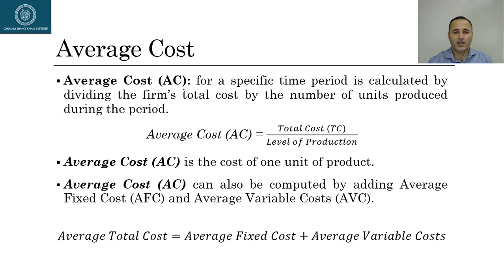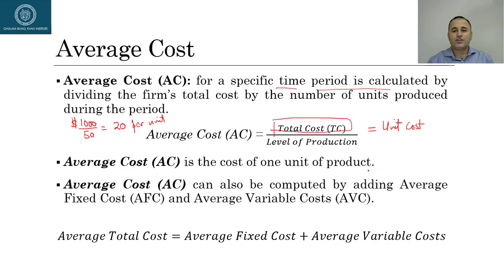Average cost, for a specified time period, is calculated by dividing the firm's total cost by the number of units produced. So this is the total cost that has been incurred for a certain level of production. In a way, you are calculating unit cost. For example, if my total cost is $1,000 to produce 50 units, my cost would be 20 per unit. So that's the average cost.